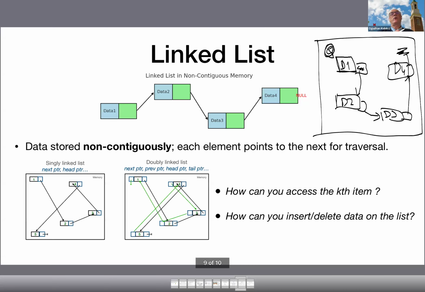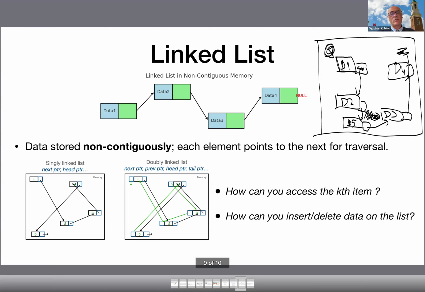So let's see what is good with linked list. Let's assume you would like to insert something between D2 and D3. Very easy. You can just allocate some space in memory. So let's say that is D5. And you update the links. Now D2 will point to D5 and D5 will point to D3, and you will be erasing the old link. Now it's easy, right? You don't need to move all the other elements.